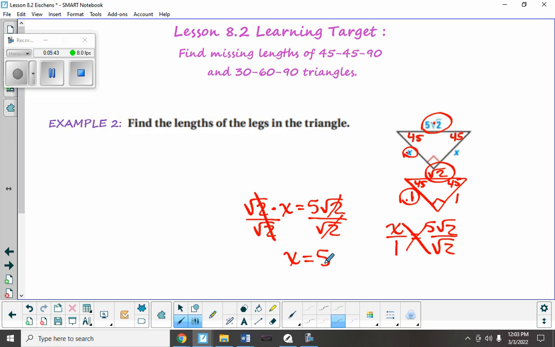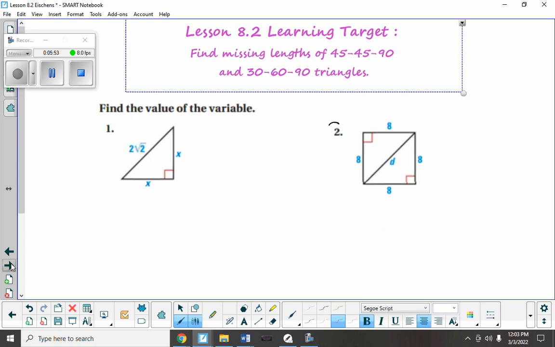With a problem like this, you could have just canceled the root 2's right away too, because root 2 over root 2 is just 1, so then x would equal 5. So that would have saved you some steps. Okay, so those are your 45, 45, 90s.